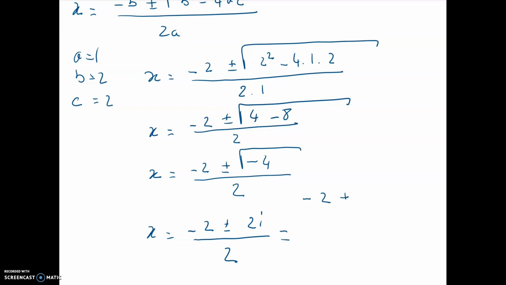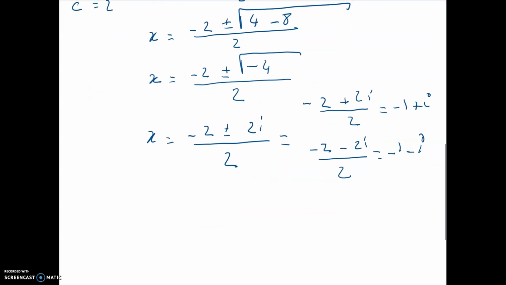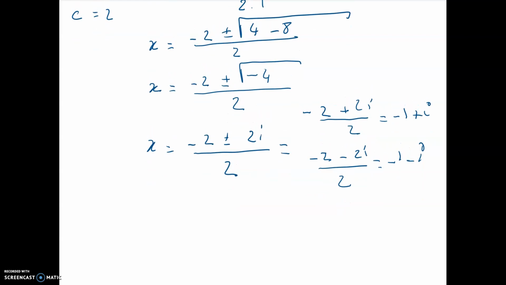Negative 2 plus 2i divided by 2. I can factorize 2 and so end up with negative 1 plus i, and negative 2 minus 2i divided by 2 is equal to negative 1 minus i. So I end up for this problem with three zeros: x equals 3, x equals minus 1 plus i, and x equals minus 1 minus i.